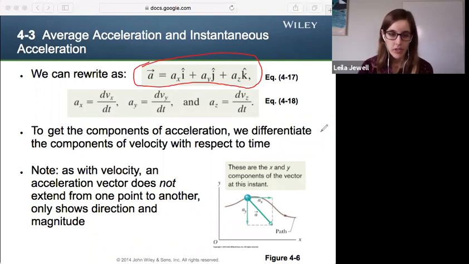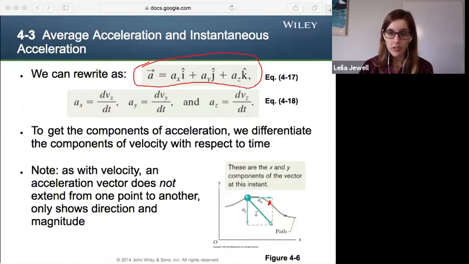All right, so note, as with velocity, an acceleration vector does not point from one point to another. It just shows the direction and magnitude of the acceleration at that instant. So if we go back to our bead on the hoop, the bead is not pointing to, say, over here where it's about to go, unless you're looking at displacement.